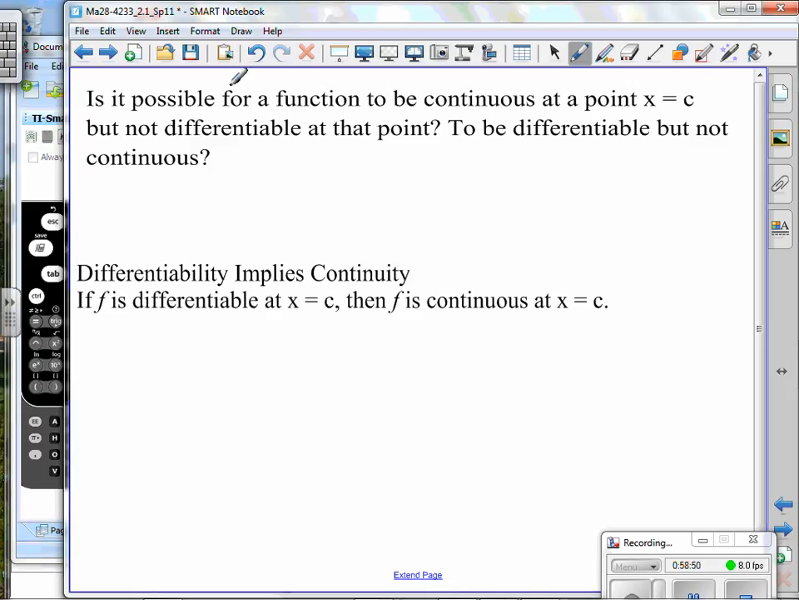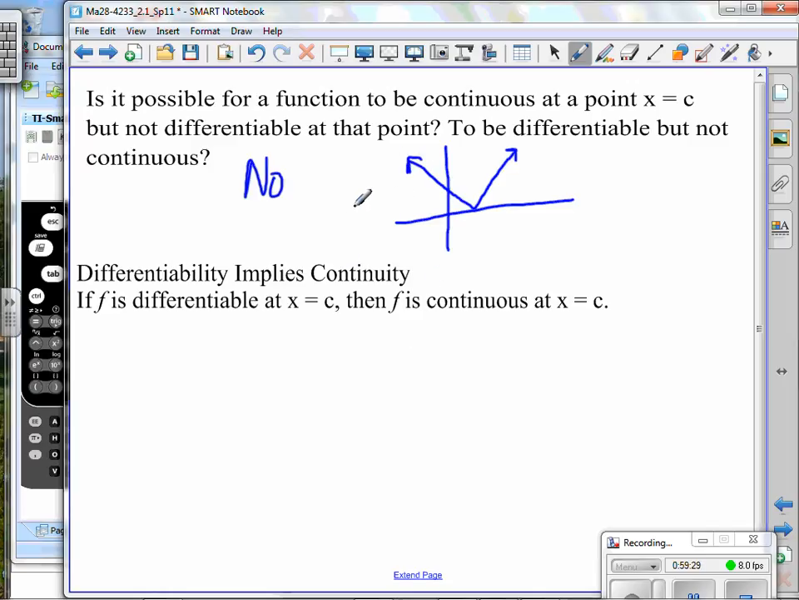But the question is, if it is continuous, is it always differentiable? And the answer to that question is no. Let me just give you an example. I'll draw them here for you. We'll just do the very simple one, you recognize that as the absolute value function.